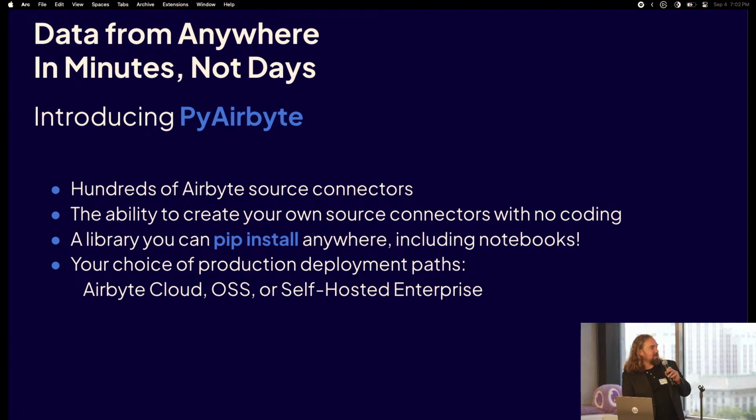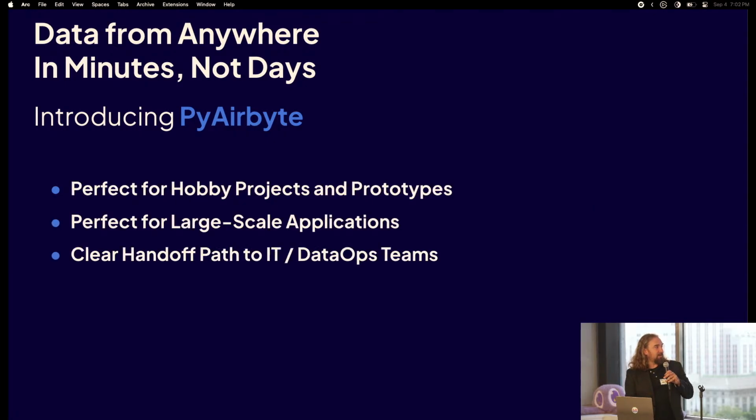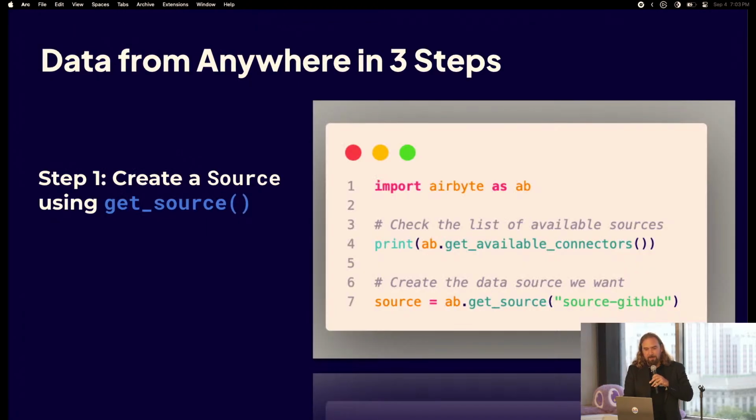And you have your choice of production deployment. You write the code, it works great. Three months later, five months later, your boss wants to put it on a production cloud server, we can put it up to cloud. And you don't have to rewrite it from scratch. And all the code you wrote downstream from that data movement doesn't have to be rewritten either, because the data shape and the replication process is the same. So this is great for hobby projects and prototypes. It's great for large-scale applications. And there's always a clear handoff path to IT and data ops teams when you're done. Whether you write it in code or in the UI, you're set from there.